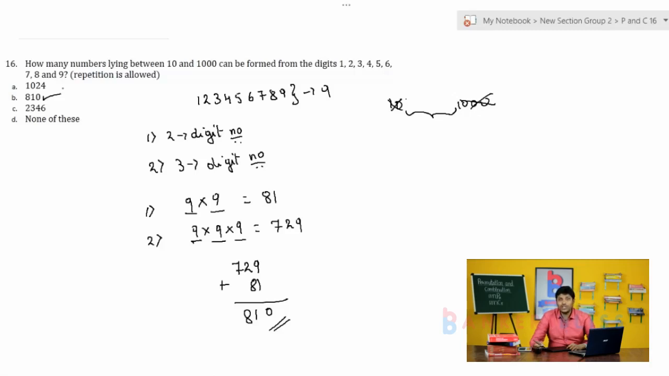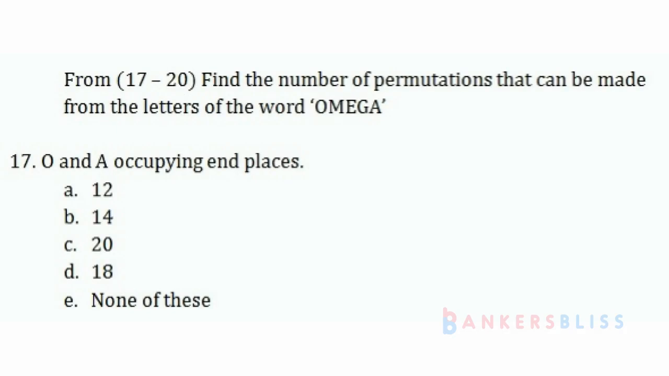Okay, let's move on to the next problem, problem number 17. From 17 to 20, find the number of permutations that can be made from the letters of the word OMEGA. First thing you have to notice is whether any letters are repeated or not. In OMEGA, no letters are repeated, so no need to divide.